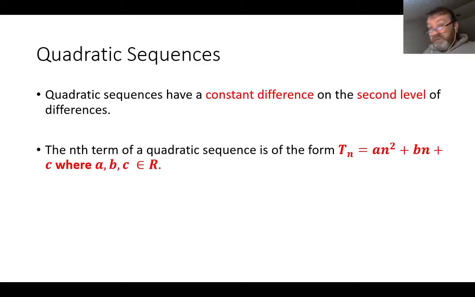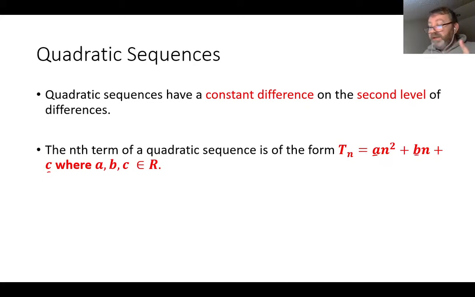So that's just a general form of a quadratic equation: an squared plus bn plus c. Think, for example, 3x squared plus 6x plus 9. That's nothing more than a general form. But what I do want you to notice is that in the general term formula of a quadratic sequence, there are three variables, a, b, and c, that we will be asked to find.